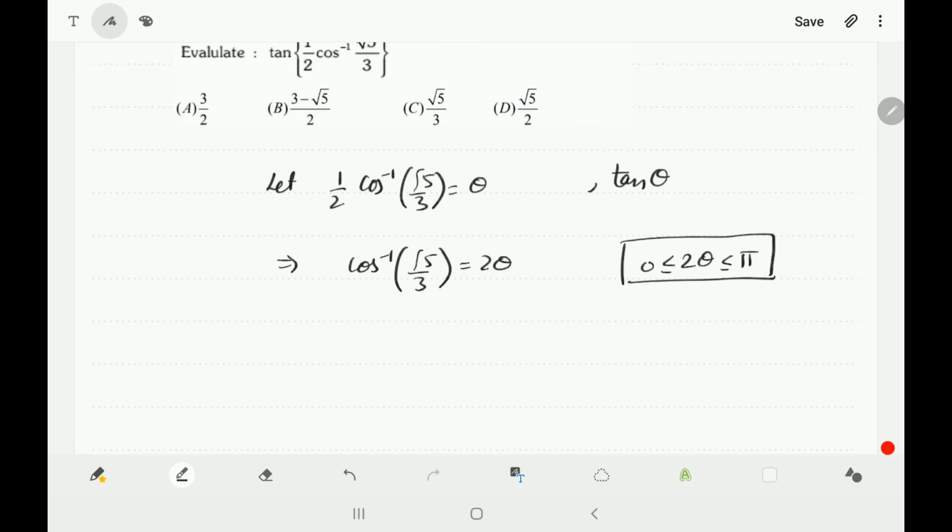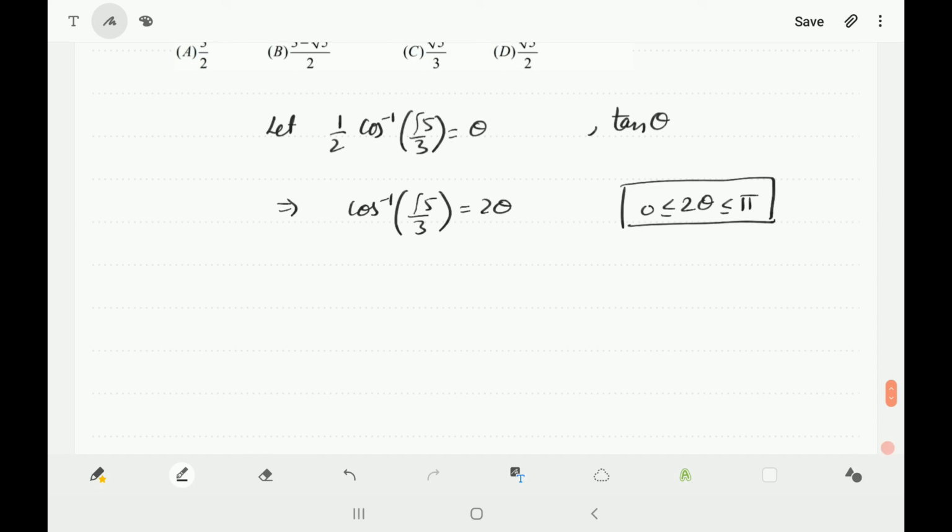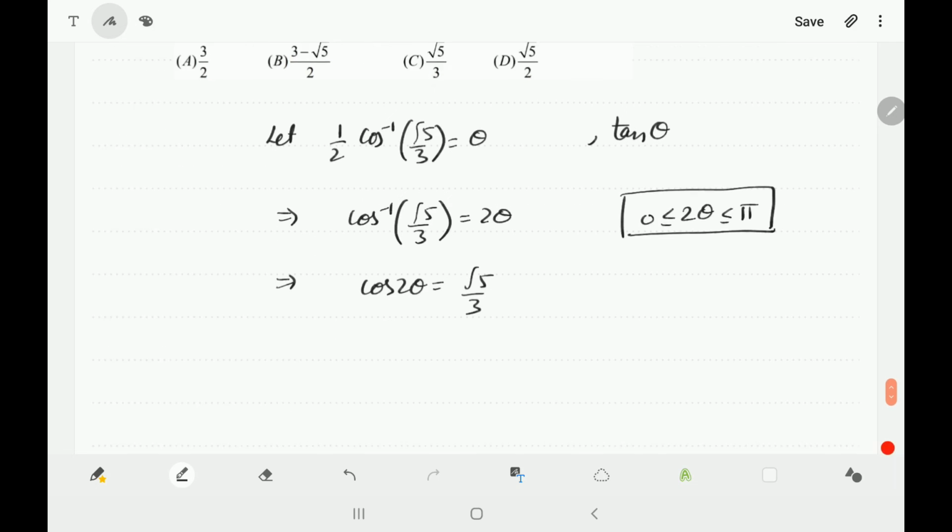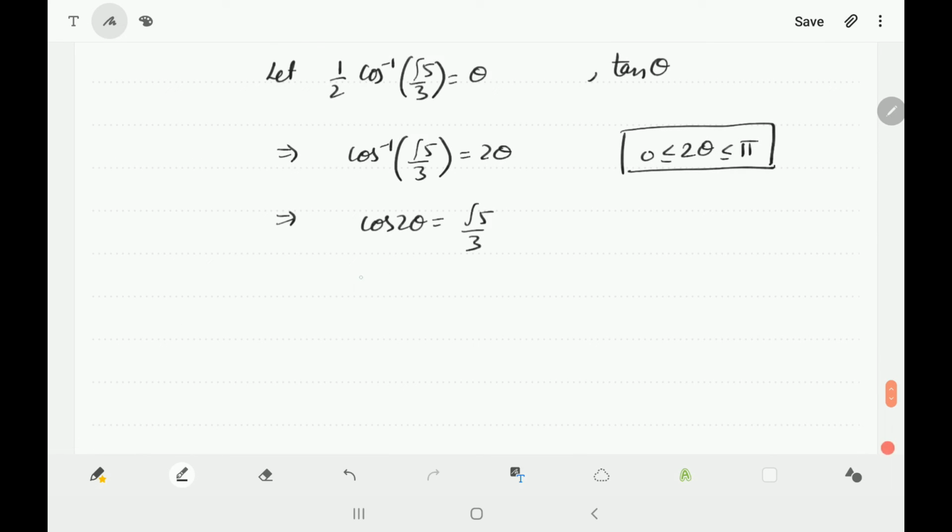This is quite an important condition which will give us the range of theta, which will help us in finding the value of tan theta. Okay. So now we can say that cos inverse root 5 by 3 is 2 theta. This implies cos of 2 theta is root 5 by 3. Using this, we have to find the value of tan theta. Okay. So can I write this term now as 1 minus tan square theta upon 1 plus tan square theta is equal to root 5 by 3.